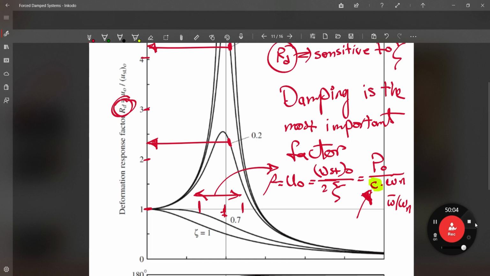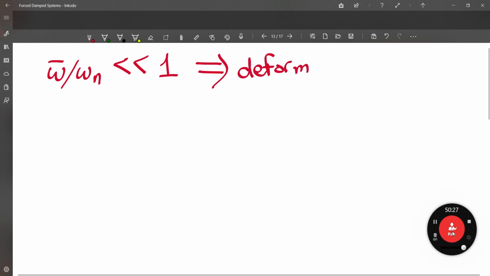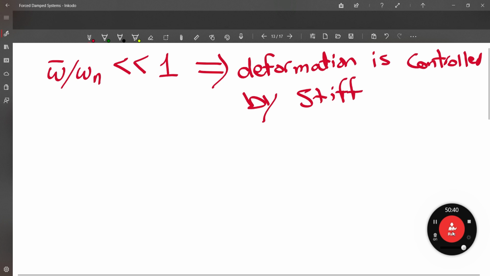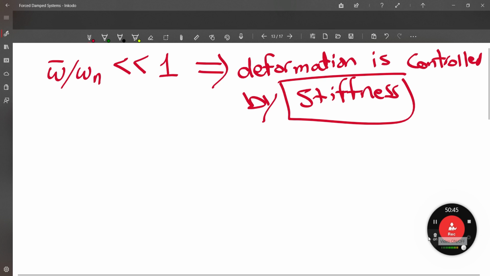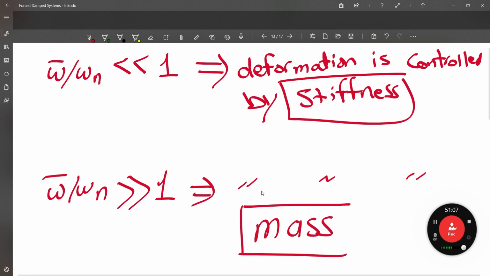Okay, so based on that, we can conclude like this. If omega bar over omega n is smaller than 1, very small, this means that the force is slowly varying. This means that the deformation is controlled by what? Exactly, by stiffness. That's very important. However, if our omega bar over omega n is very large, then the deformation is controlled by what? Exactly, as we said, it is going to be controlled by mass. Mass is going to be our main controlling parameter.